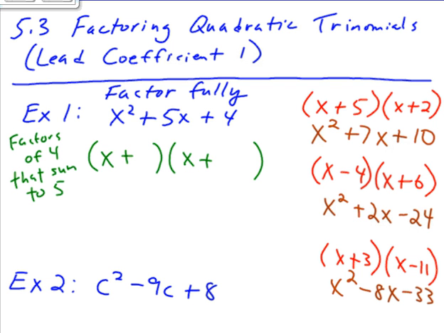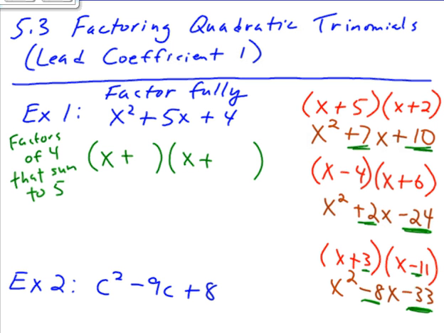that sum to 5. What I want you to notice right over here is if I have the factors of 10 that sum to 7, what are those? 2 and 5. Factors of negative 24 that sum to positive 2: 6 and negative 4. See how this is working? Factors of negative 33 that sum to negative 8: negative 11 and 3, right?